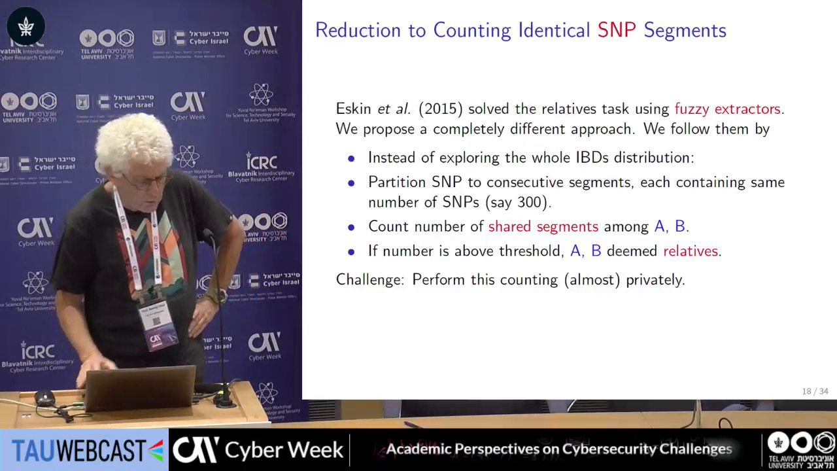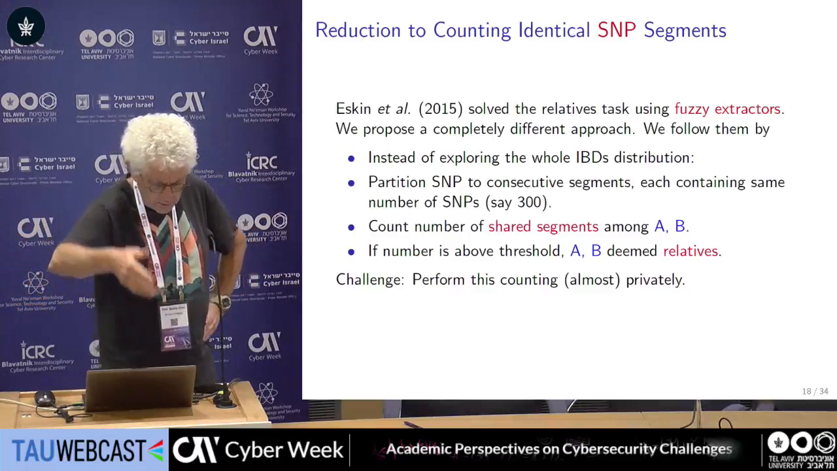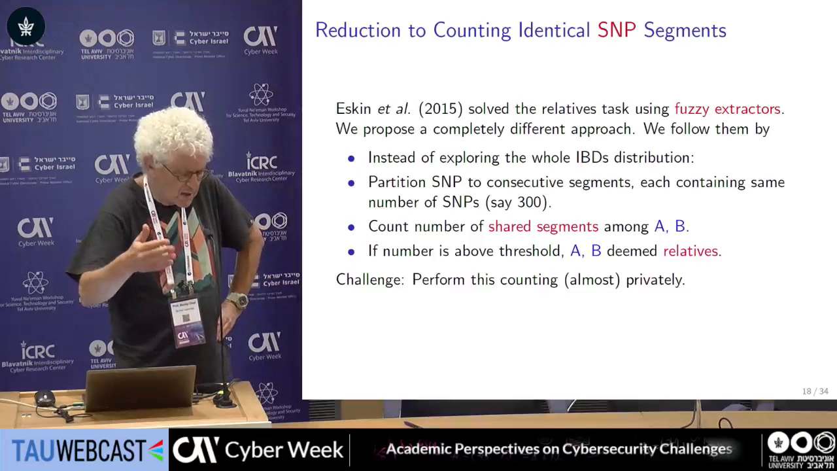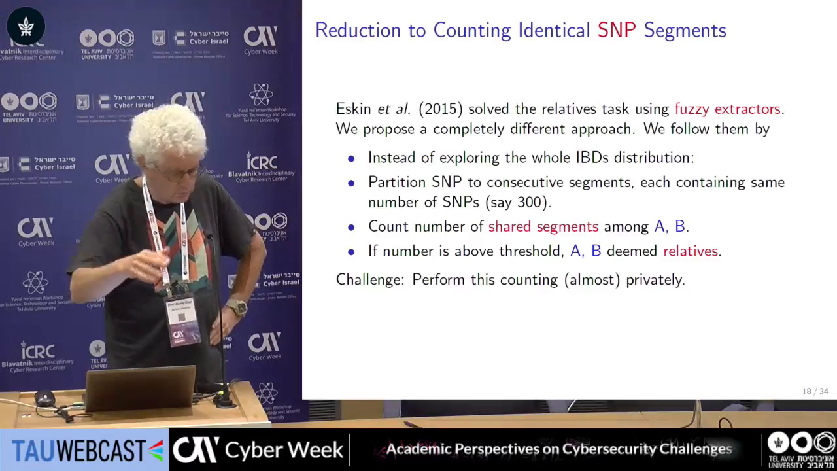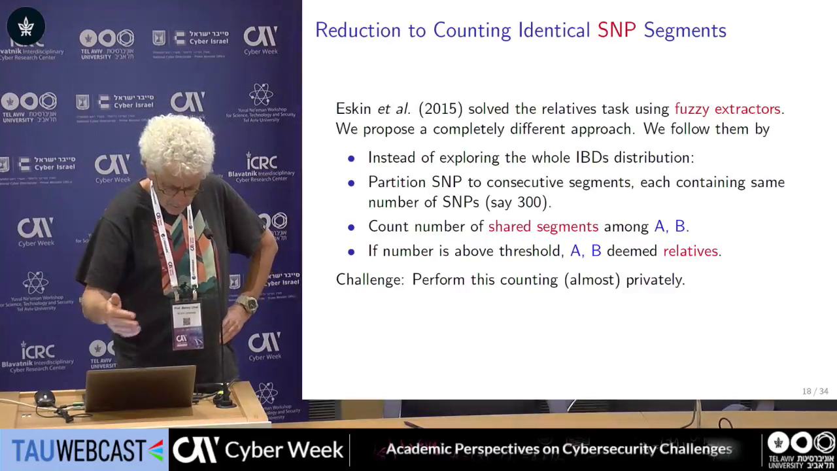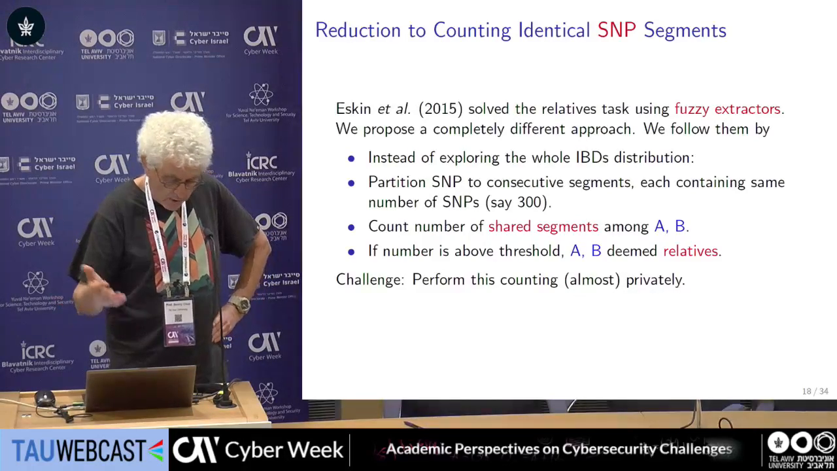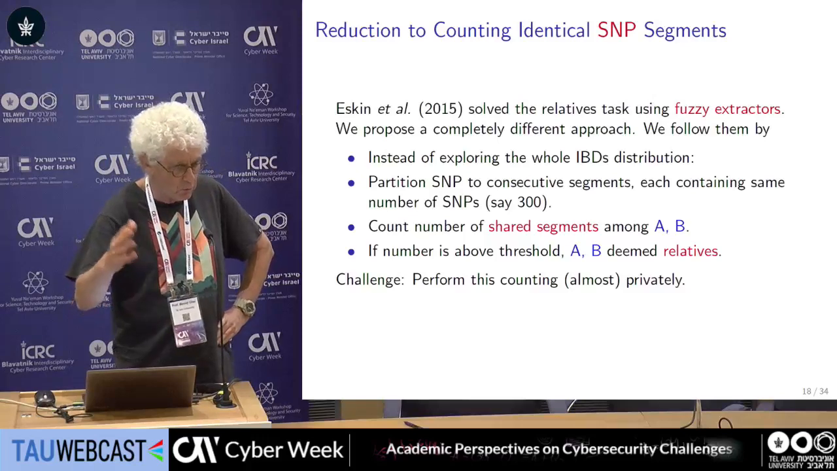Okay, so basically we have two people, we have their intervals of SNPs, and we want to count how many are shared. So we reduce the problem to this counting problem. We want to do it privately. We don't know how to do it completely privately, but almost privately.